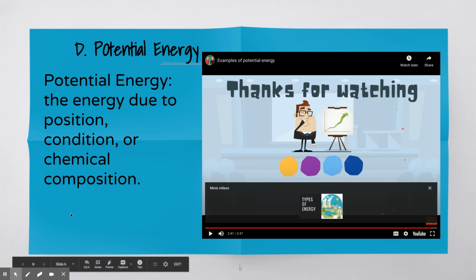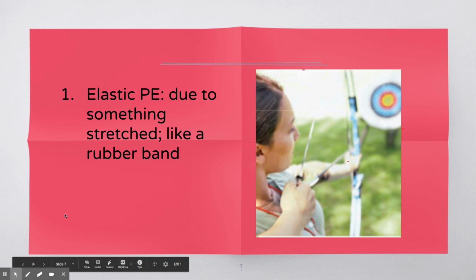All right, so that was showing some examples of potential energy. One example is elastic potential energy, and this is due to something being stretched, like a rubber band. When you stretch a rubber band or pull back a bow, like a bow and arrow, before you release that rubber band or that bow, it has potential energy. Once we release it, that potential energy changes into kinetic energy, and the arrow shoots and moves. Or if you fling the rubber band, it will move. So the potential energy changes into kinetic energy.